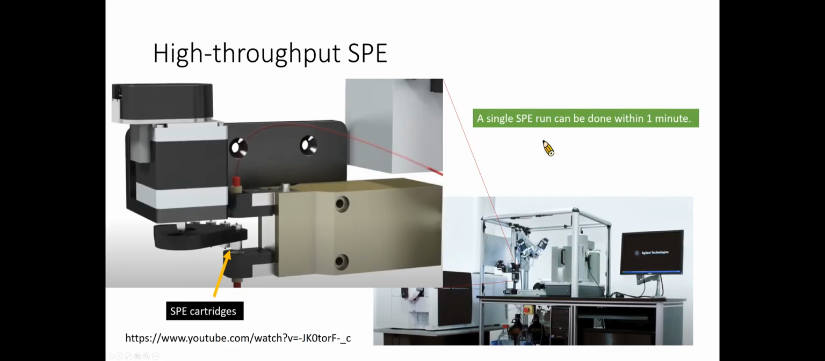A recent progress is high-throughput SPE, RapidFire by Agilent Technologies. This system incorporates a tiny SPE cartridge with a variety of different choices of adsorbents into an automatic programmed SPE protocol. A single SPE run can be completed within only 1 minute.